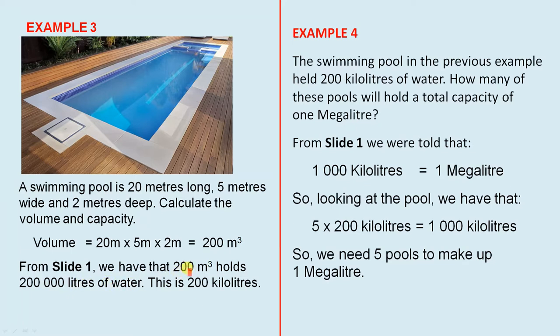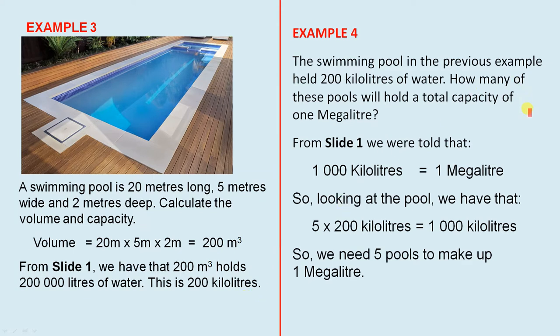200 cubic metres holds 200,000 litres. Because 1 cubic metre, if you remember from the first slide, held 1,000 litres. So 200,000 litres, that is 200 kilolitres. So that's the capacity of the pool, 200 kilolitres.